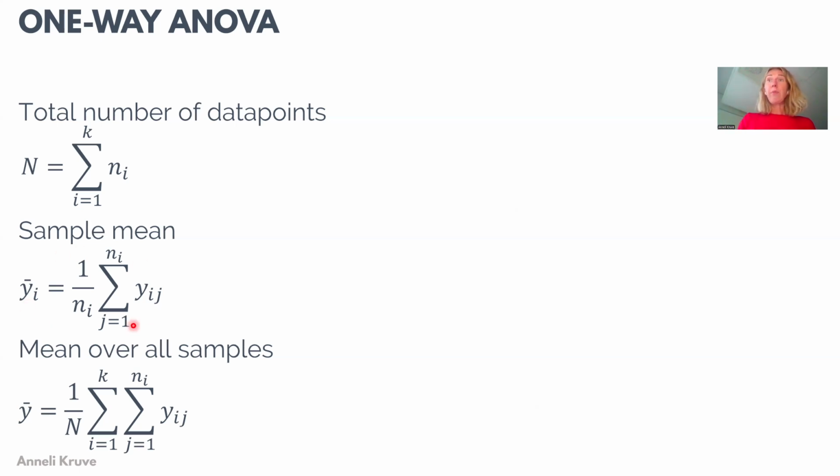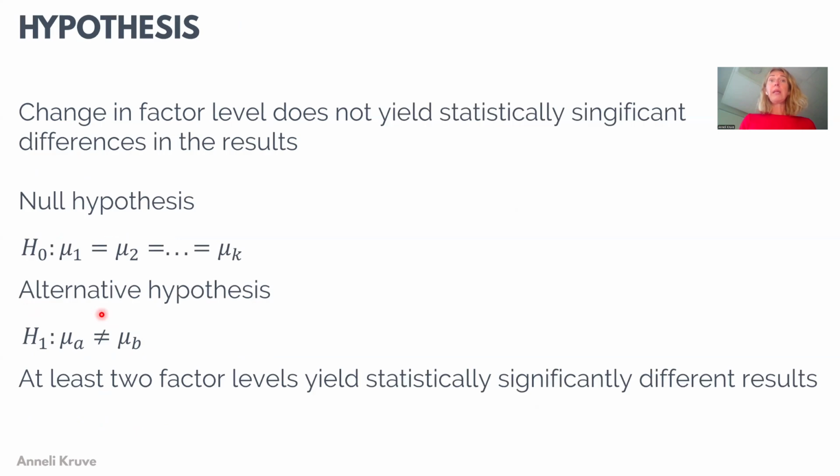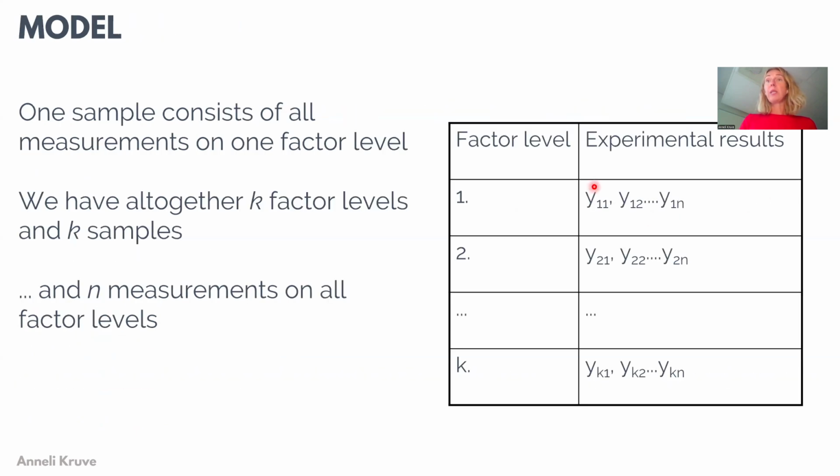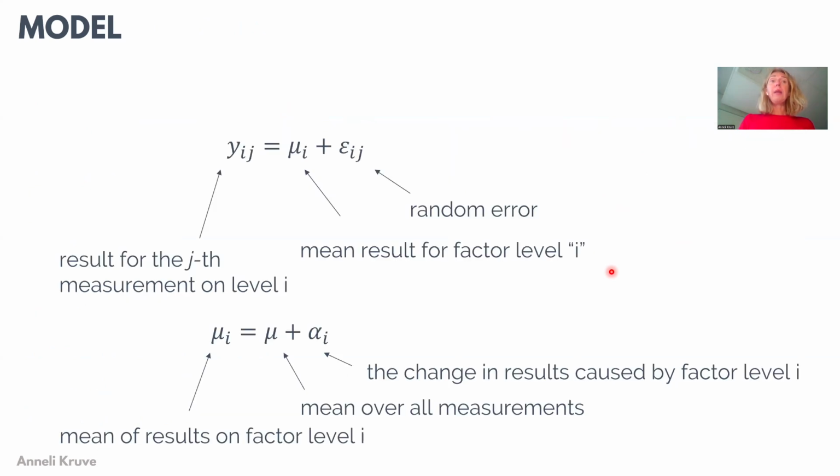So for each sample, we calculate the mean. Basically, when we go to our experimental results table, we calculate one mean for the first factor level. Here it was pH 3 for us. We calculate another mean for the results from pH 4, another mean from pH 5, and another one from pH 6. And then this gives us access to the point estimates of the mu i here.